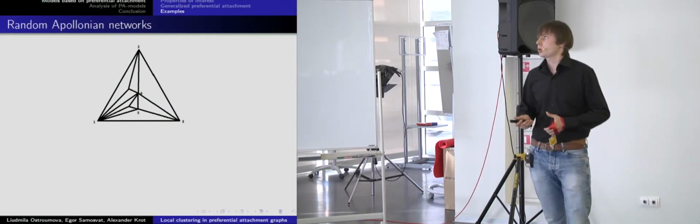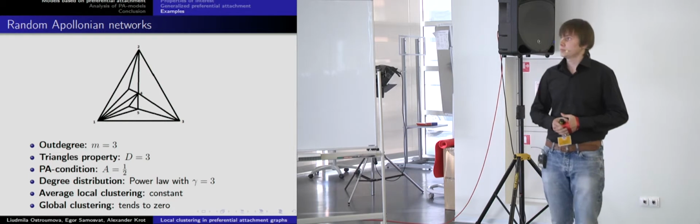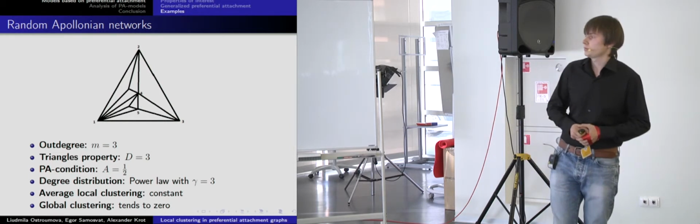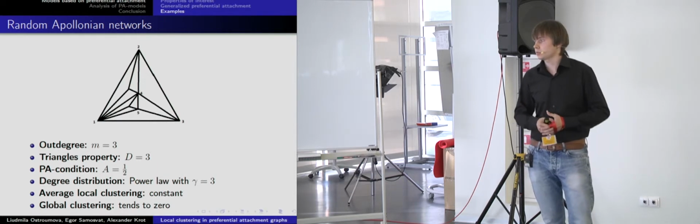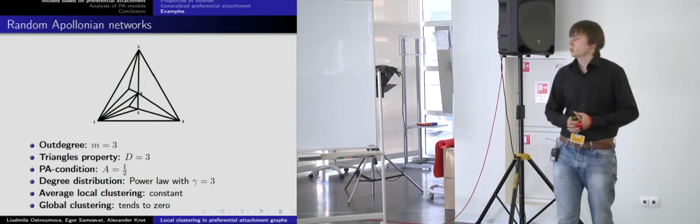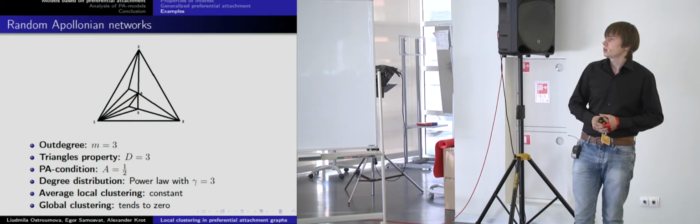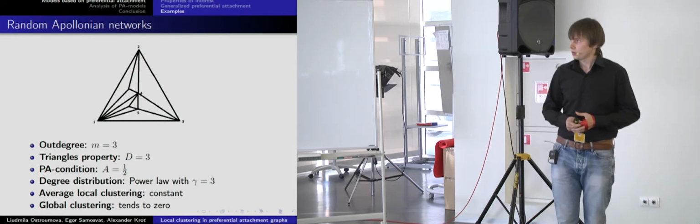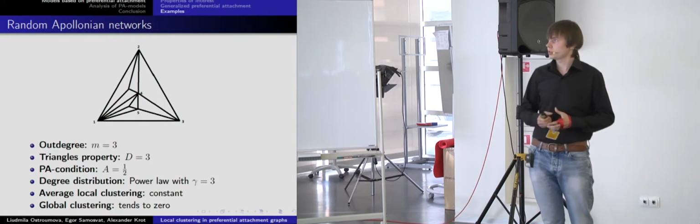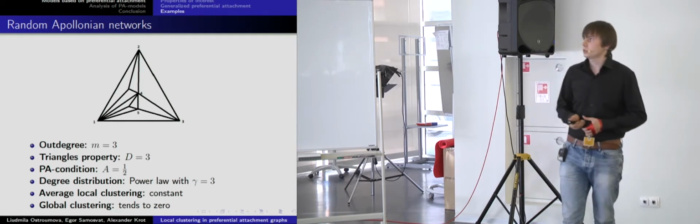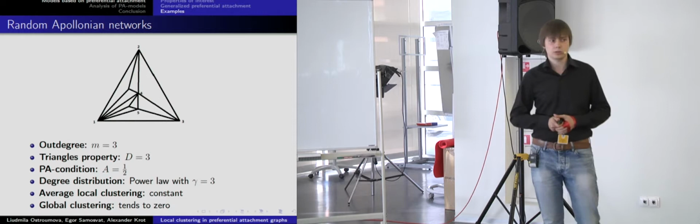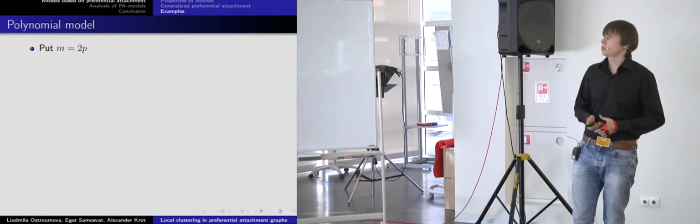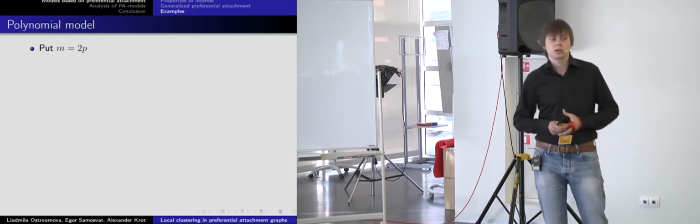Next, we continue the process, and finally we have a graph which also belongs to the PA class of models. And as you can see, because at each step we add 3 triangles, we have a triangle property with d equals 3. Let me show you the next example.